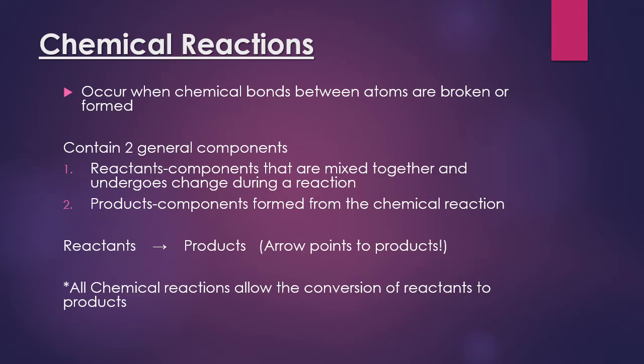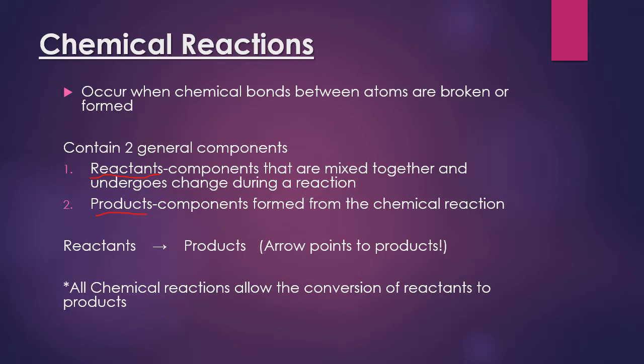Chemical reactions contain two general components. First, the reactants. The reactants are the components that are mixed together. It's what you put in the flask. If you're going to do a chemical reaction, it's what you're tossing in. The products are what you're getting out of the flask when you're done. What was made? What's the final product?